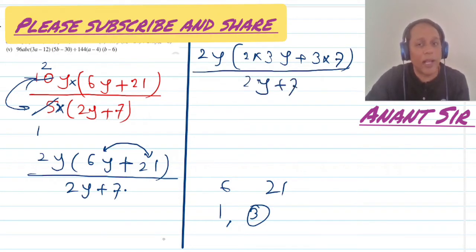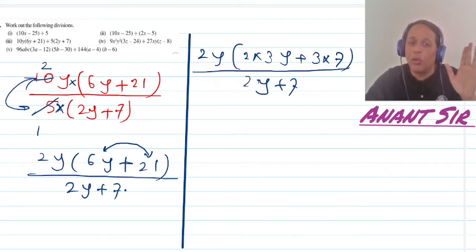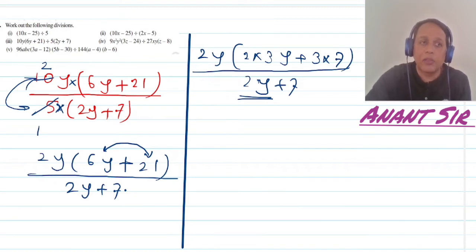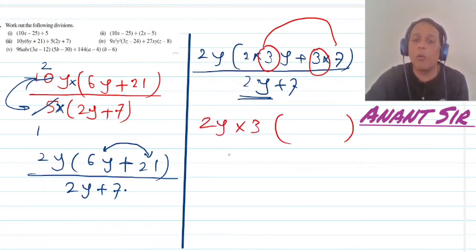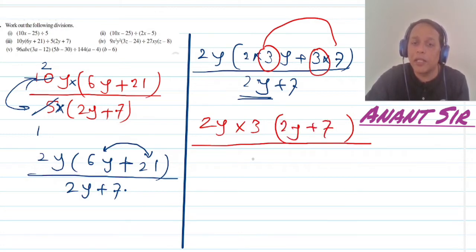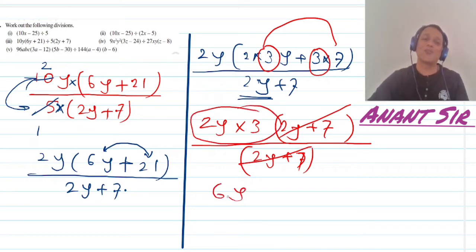We cannot take anything common between 2 and 7, right? They are not divisible by the same number. Also y is there only in the first term, so we cannot take y common either. Now I can take 3 common from inside the bracket. So it is 2y into 3 now. What remains in the bracket is 2y plus 7, and the denominator was also 2y plus 7. So now the 2y plus 7 bracket gets cancelled and this is our answer, friends, 6y.